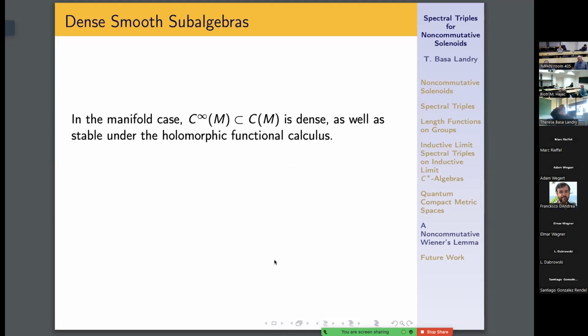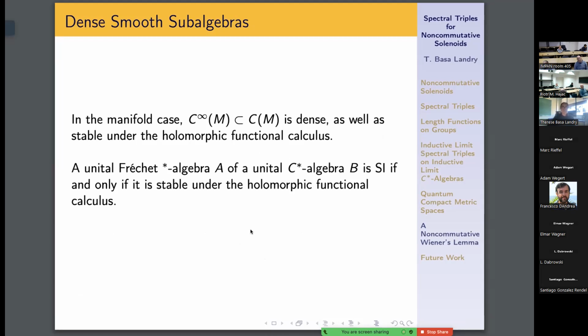This is an analogy with the manifold case. The smooth functions in C of M are dense, but they're also stable under the holomorphic functional calculus. So this led us to consider unital Fréchet star subalgebras, because I think Schweitzer showed that these are spectral invariant if and only if the algebra is stable under the holomorphic functional calculus. So in our search for an answer to that question, that led us to consider Fréchet star subalgebras.